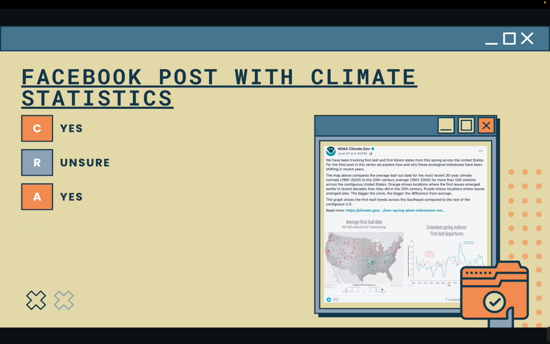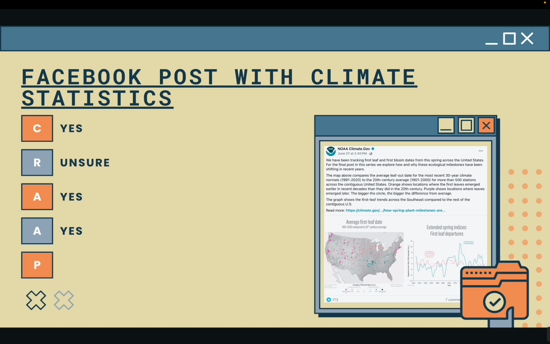Next is authority, who wrote it. The National Oceanic Association, climate.gov, wrote it, so it should be a good authority on who wrote it. Accuracy, is it factual? The read more on climate.gov does explain more on the article, and the article does back up its claims, so it is accurately factual.